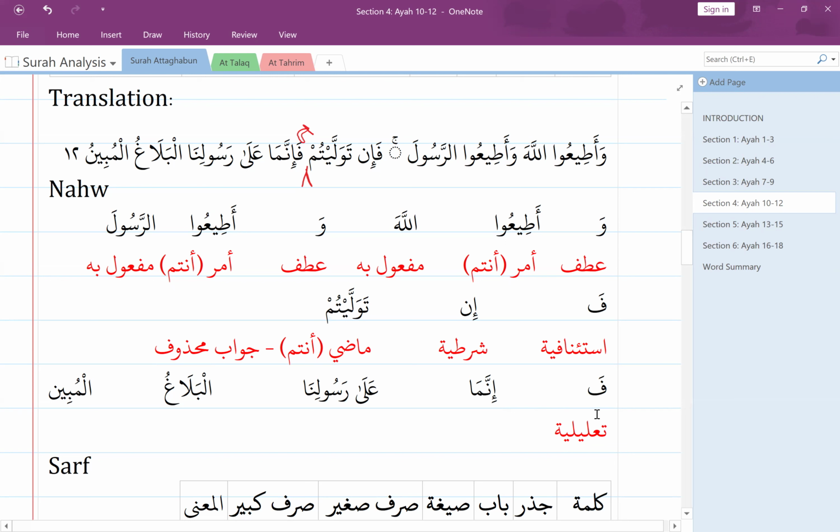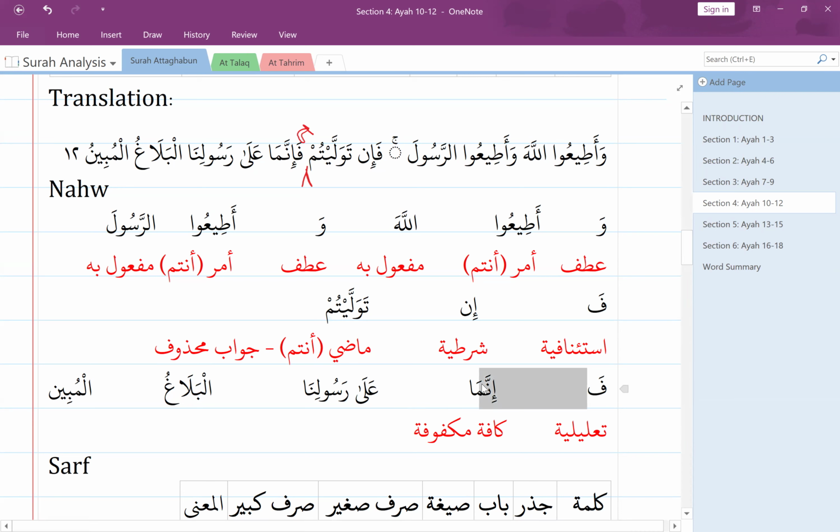Then we have innama. Innama, so this is harf. Inna is mushabba bil fi'l. Ma is ma kafa, which nullifies that effect of inna on the jumla ismiya. So we can just summarize it as kafa and makfufa. Inna would be the kafa, ma would be the kafa, inna is mushabba bil fi'l, and the ma is makfufa.